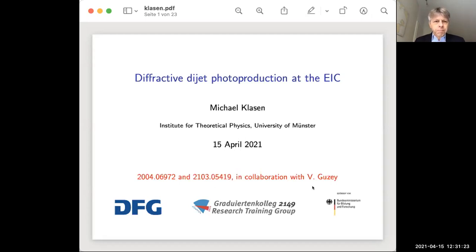So, as an introduction, let me remind you that there was already an electron-proton collider in the past, HERA, where we had lots of interesting measurements and also surprises. Not only did deep inelastic scattering with inclusive final states provide a lot of information on parton densities and on the strong coupling constant, but jets also contributed considerably to this information.